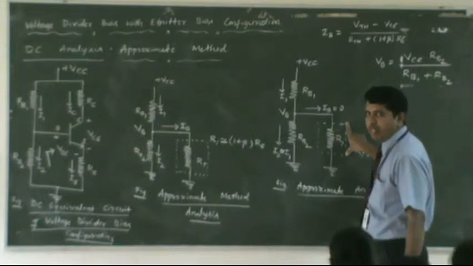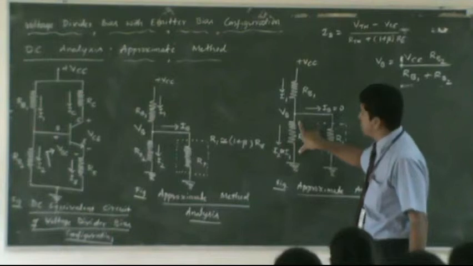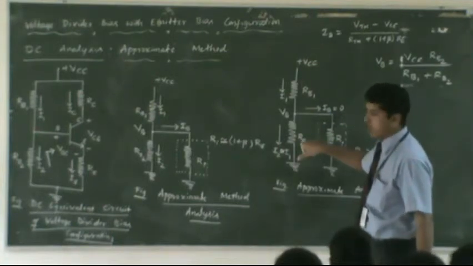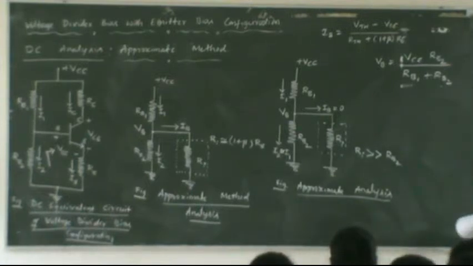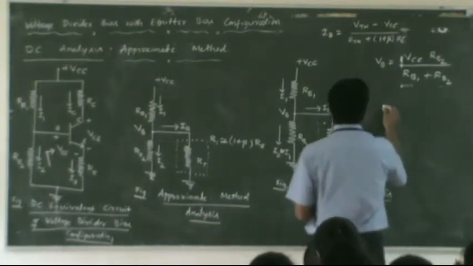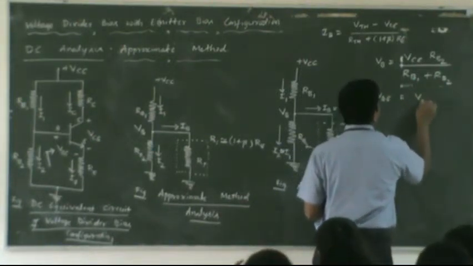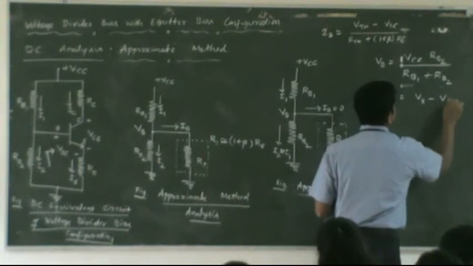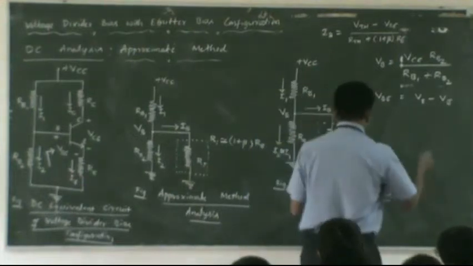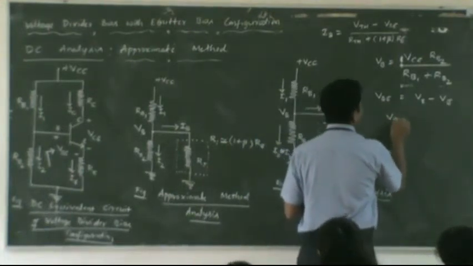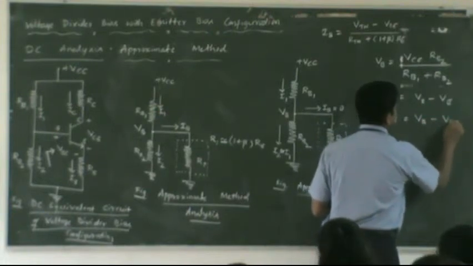Even the voltage drop across this will be the same as the voltage drop across this. So how do you estimate VB now? VB is nothing but the voltage across this, which is the supply voltage times the resistance divided by the sum of these resistances. That's going to be VB. Already you know from the basics of the transistor, VBE is equal to VB minus VE. From this we can estimate VE. So VE can be estimated as VB minus VBE.